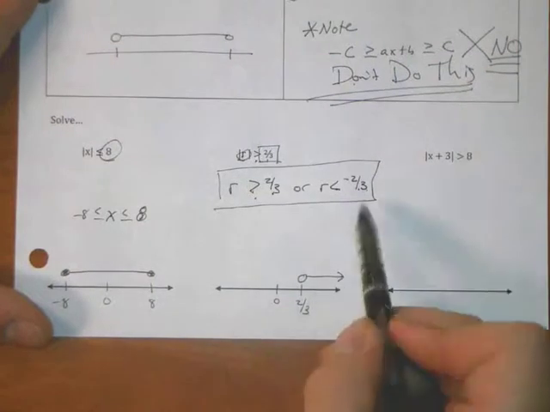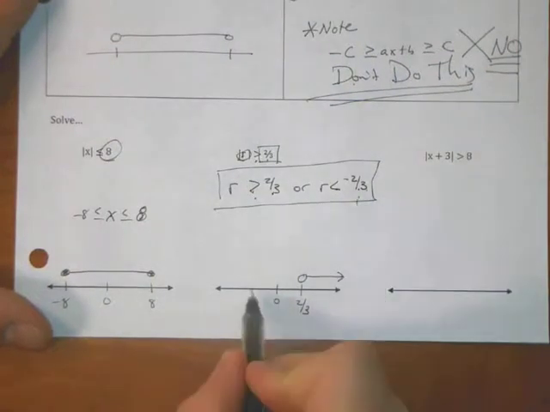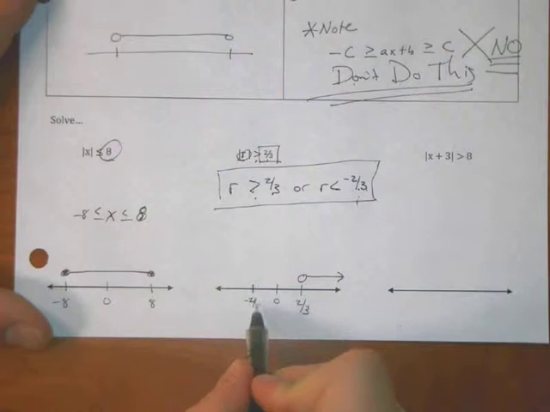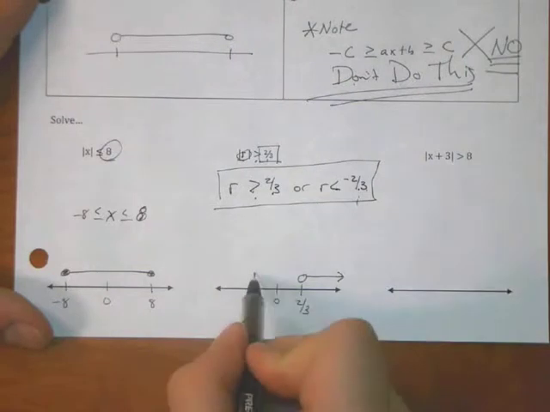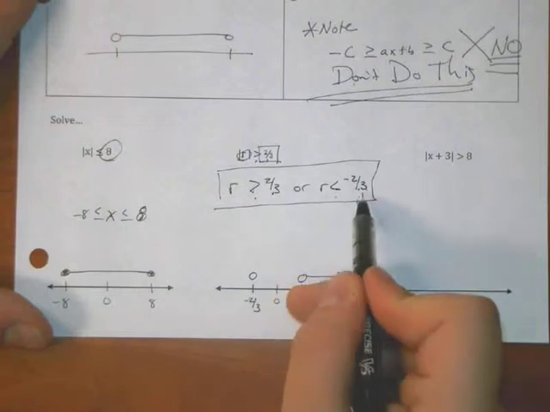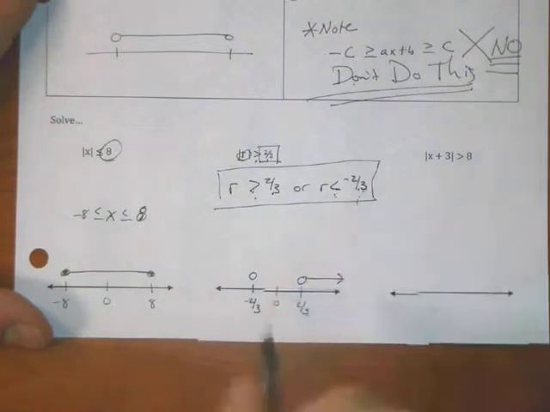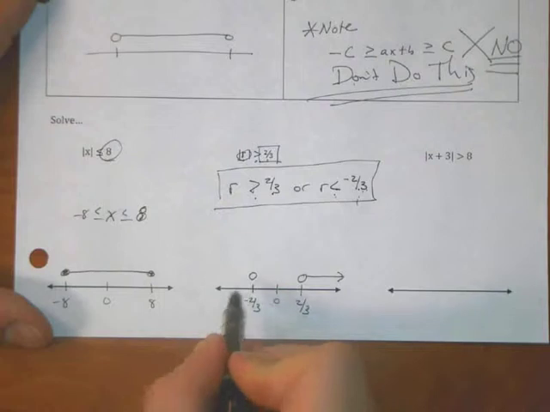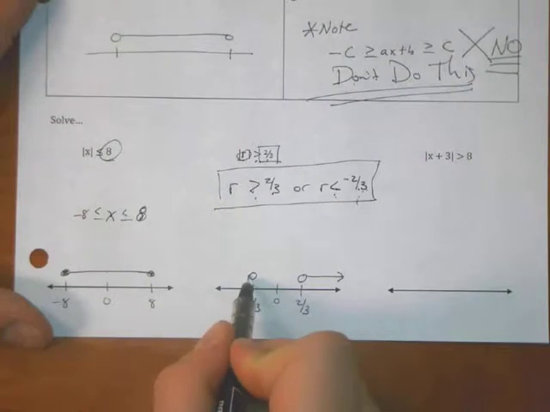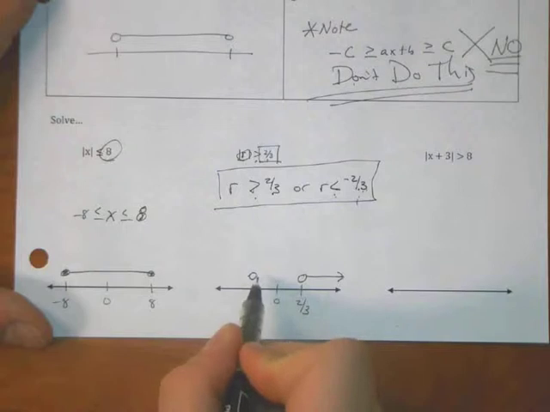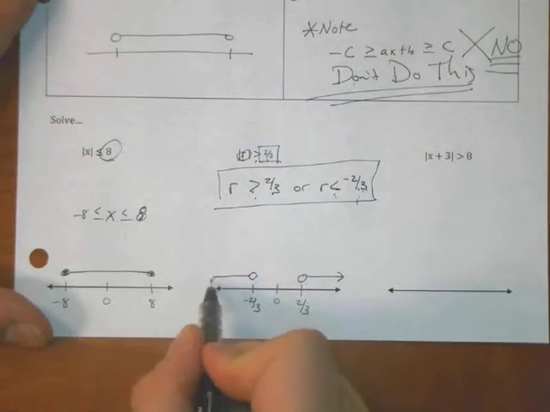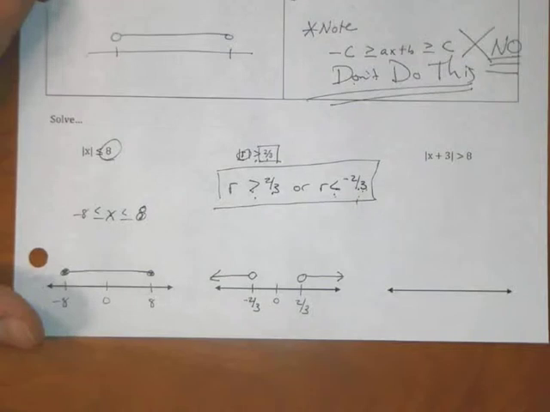Okay, so then I also need to graph my second one. I'm going to look at negative 2/3. It's open. And then I want less than negative 2/3. Where are the numbers less than that? Right or left? Left.